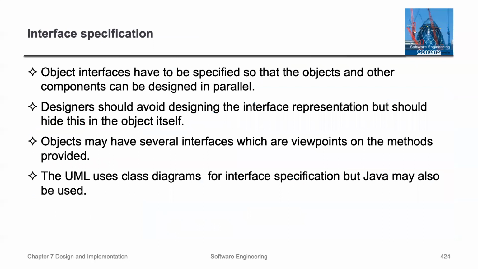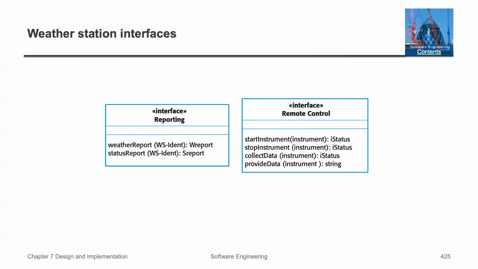In terms of interface specification, object interfaces have to be specified so the objects and other components can be designed in parallel. Designers should avoid designing the interface representation, but should hide this in the object itself. Objects may have several interfaces, which are viewpoints of the methods provided. The UML can be used for interface specification, but Java may also be used. So you can get more specific than just using the Unified Modeling Language. You can get into the specifics for developing classes and whatever in Java.